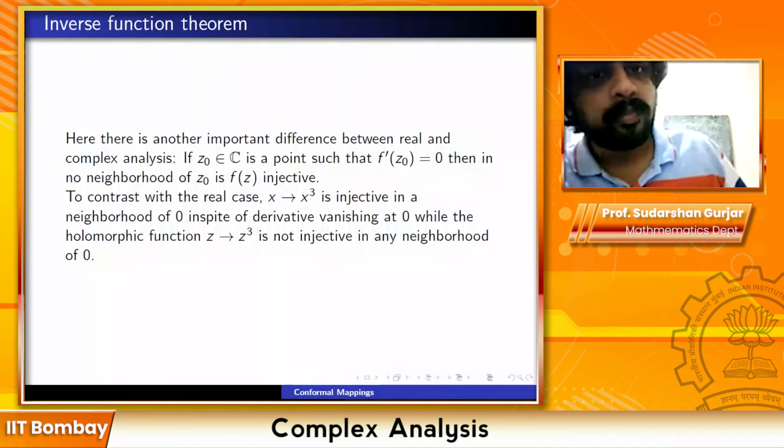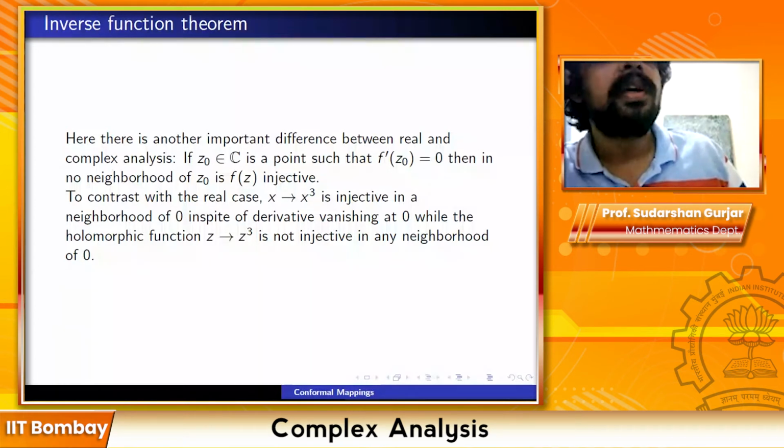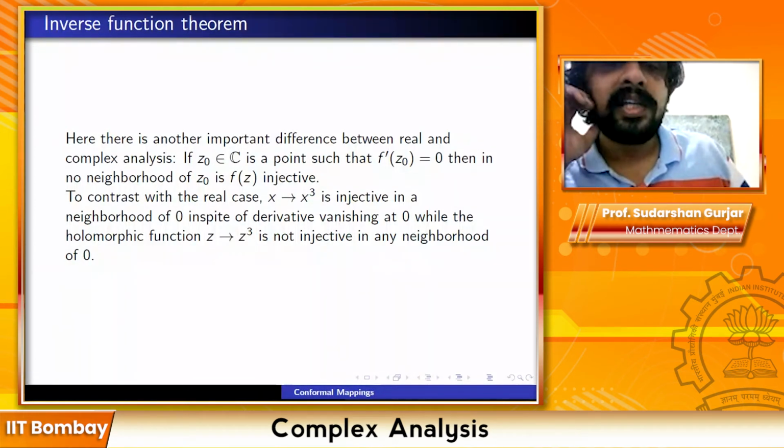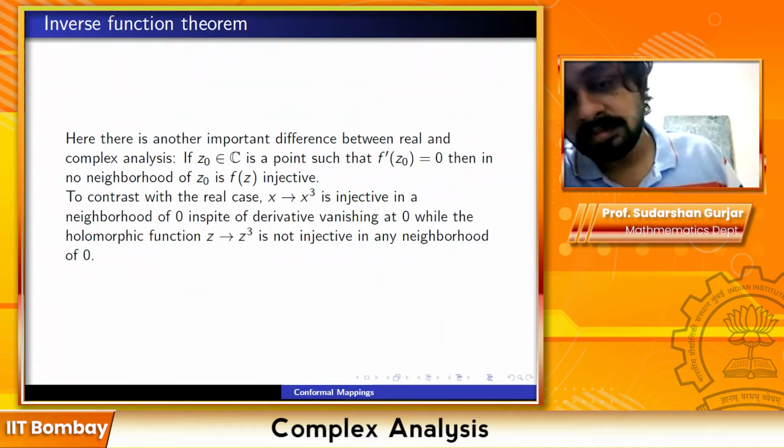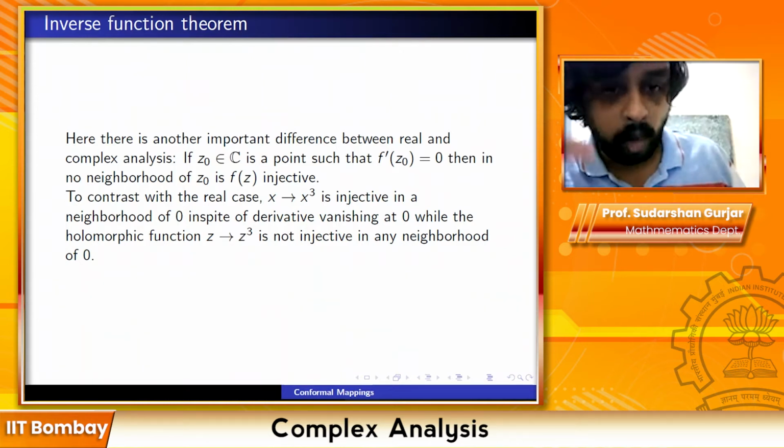Okay, so now here is another important difference between real and complex analysis. If Z0 in C is a point such that the derivative at Z0 is 0, then in no neighborhood of Z0 is F(z) injective. To contrast this with the real case, x goes to x cube, as we just discussed, is injective in a neighborhood of 0 in spite of the derivative vanishing at 0, while the holomorphic function z goes to z cube is not injective in any neighborhood of 0. Instead of x goes to x cube from the real line to itself, suppose you look at z goes to z cube from the complex plane to itself, it is not injective.